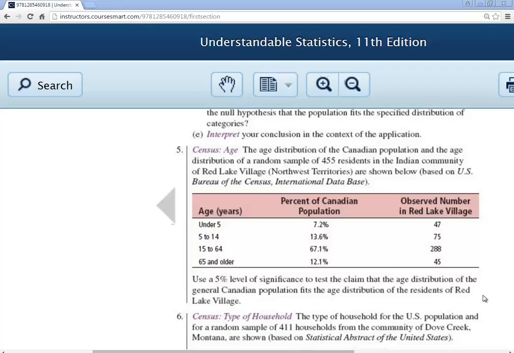Let's take a look at this problem. It says the age distribution of the Canadian population and age distribution of a random sample of 455 residents in the Indian community of Red Lake Village are shown below. And looks like we're given some percents and we're given some observed values.